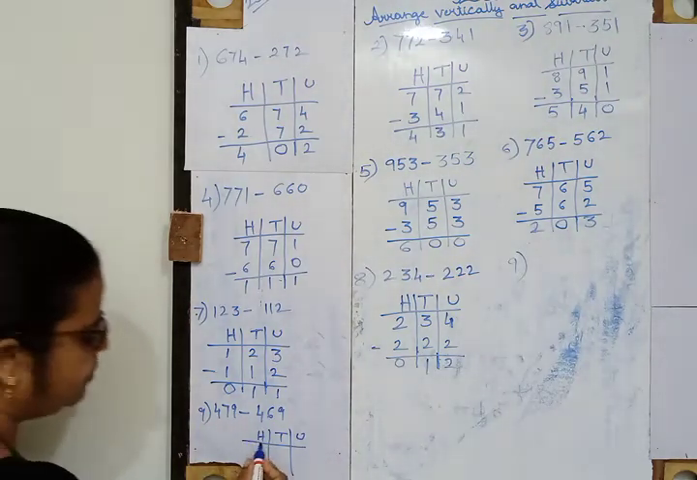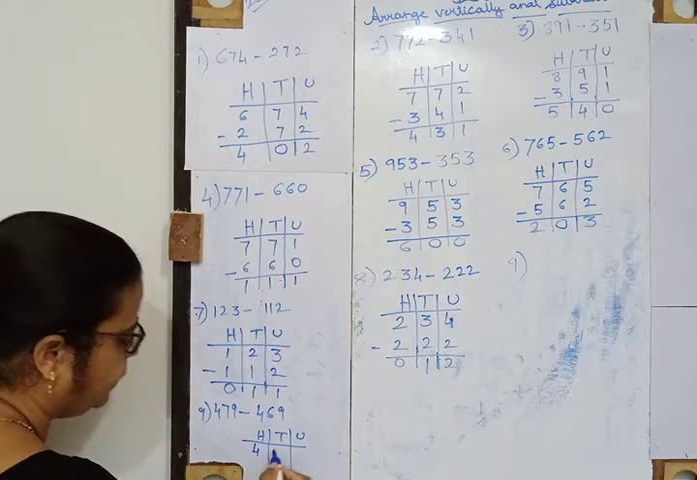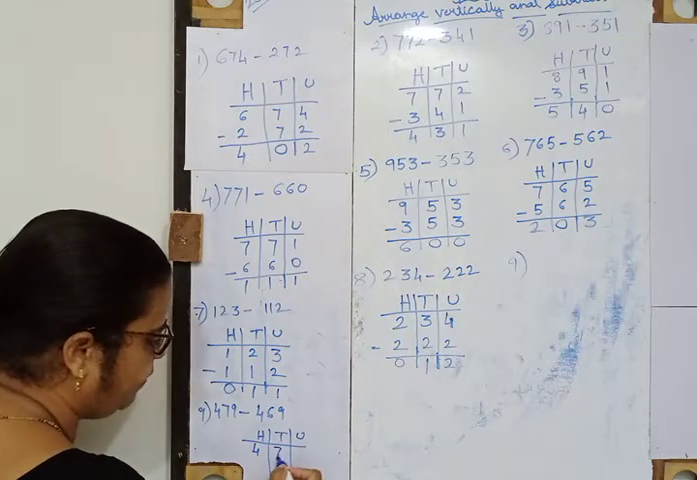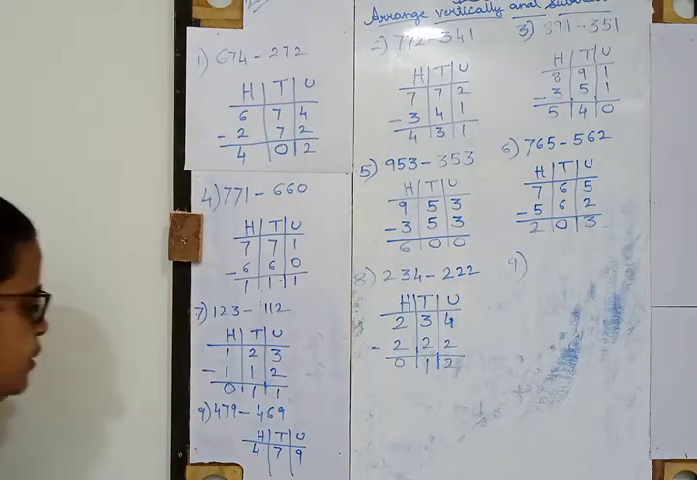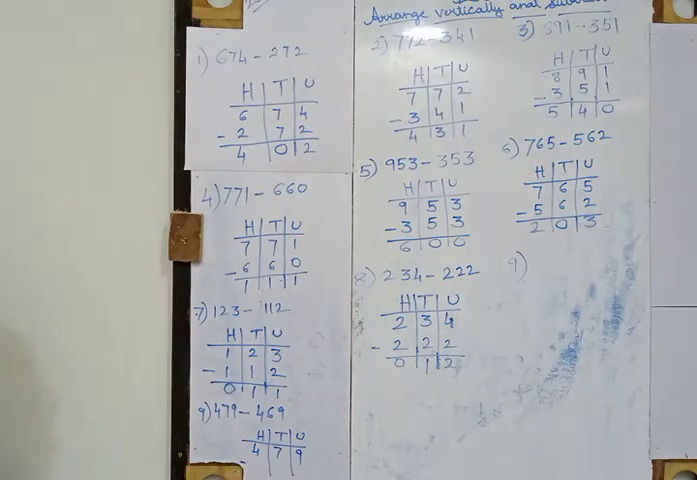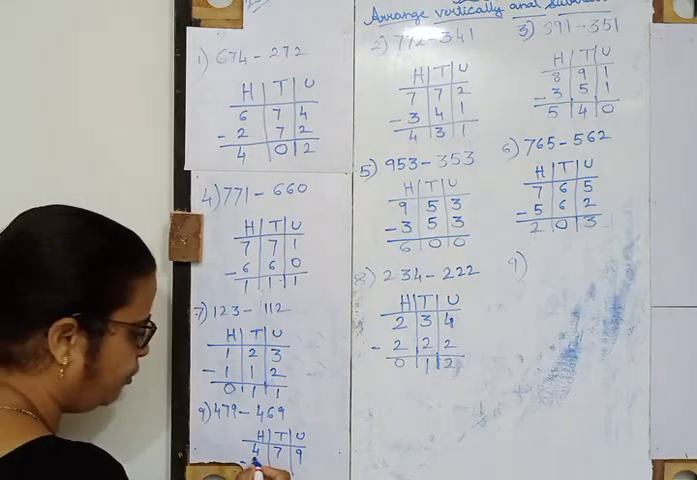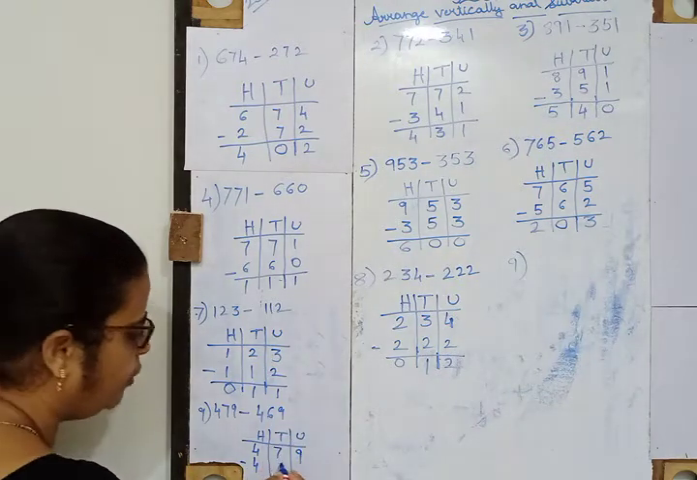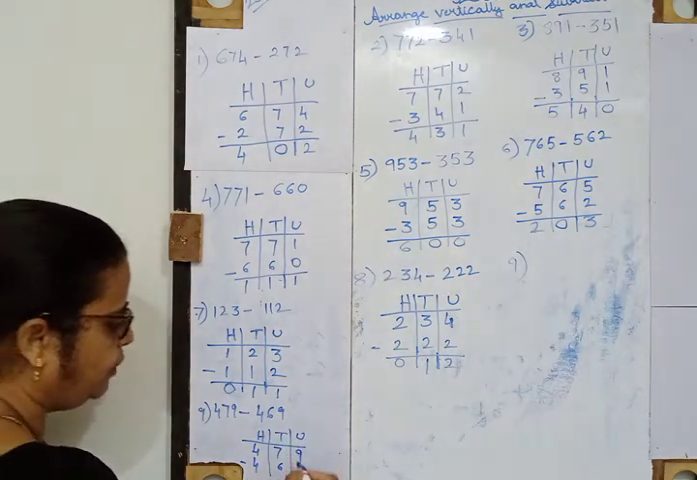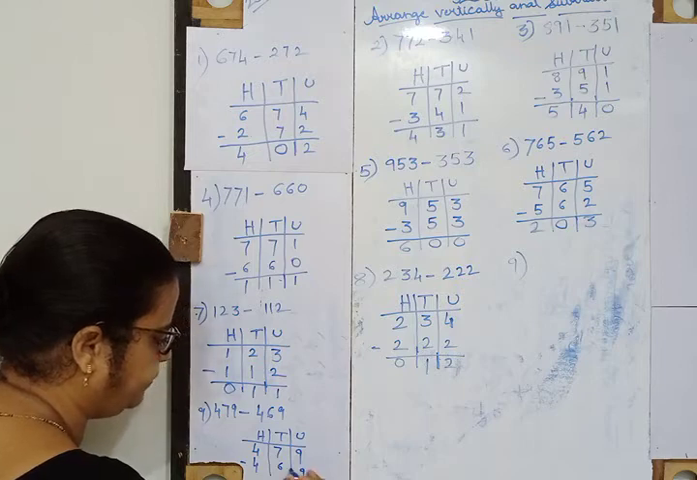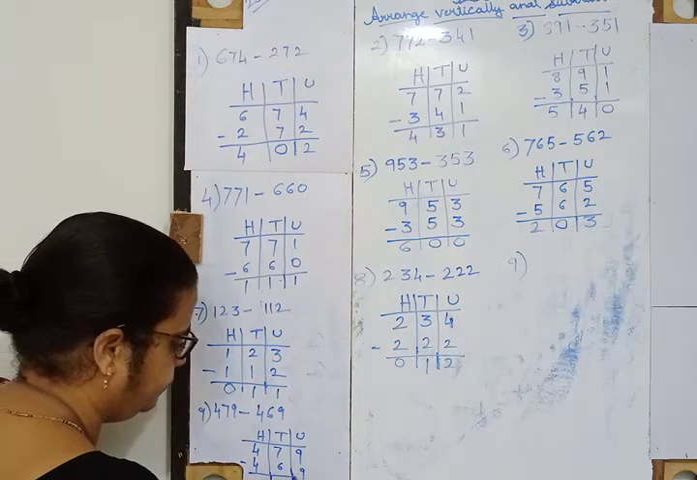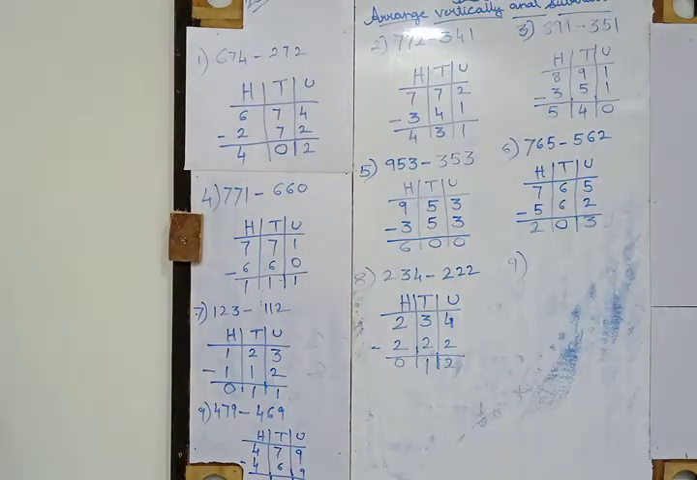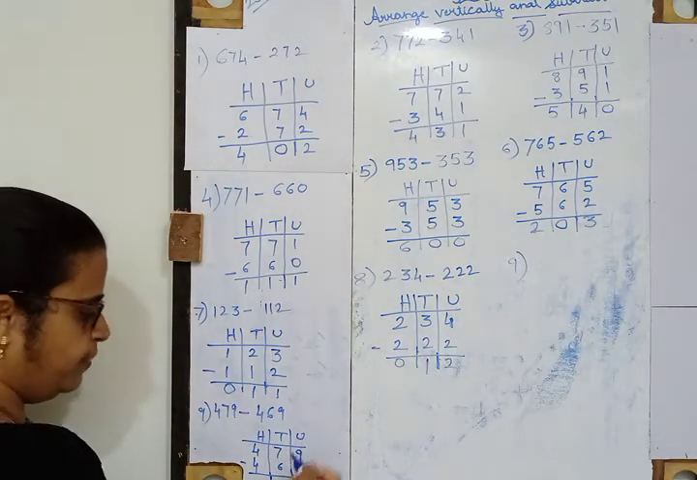So in the hundreds column I am going to write again 4. In the tens column I am going to write 7. In the units column I am going to write 9. So minus, again in the hundreds column I am going to write 4. In the tens column I am going to write 6. In the units column I am going to write 9. Now we begin with the units column.